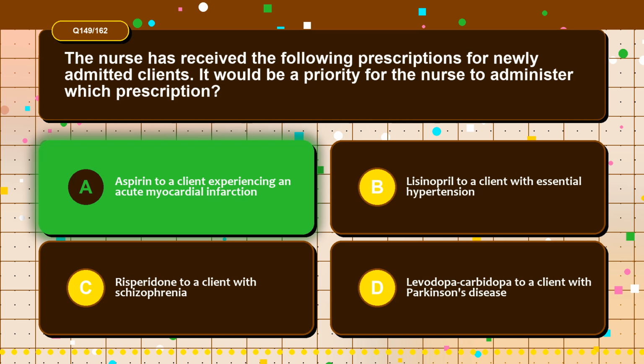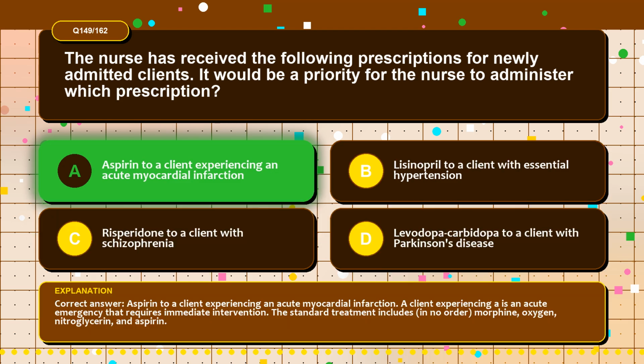The correct answer is option A. Aspirin to a client experiencing an acute myocardial infarction. A client experiencing a myocardial infarction is an acute emergency that requires immediate intervention. The standard treatment includes, in no order, morphine, oxygen, nitroglycerin, and aspirin.